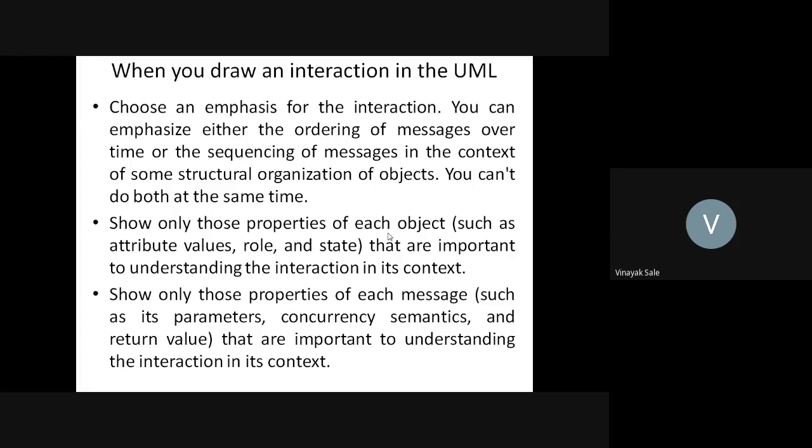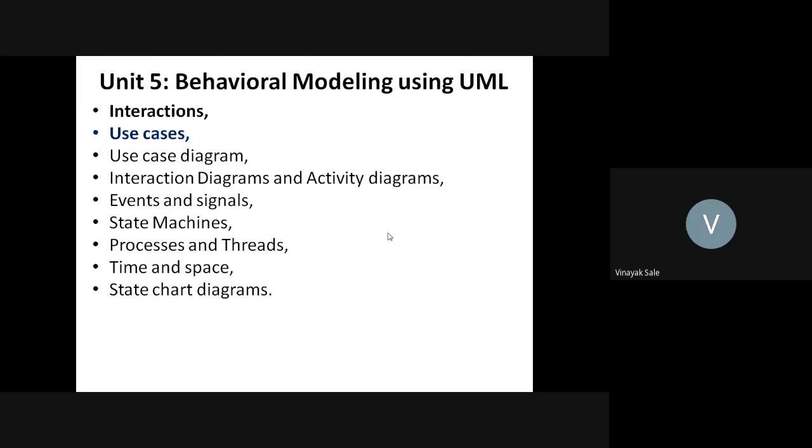When you draw an interaction in UML, show only those properties of each object, such as attribute values, roles, and state, that are important to understand the interaction in context. Show only those properties of each message, such as its parameters, concurrency semantics, and return value, that are important to understanding the interaction in context. So this part is completed. The interaction part is completed here.